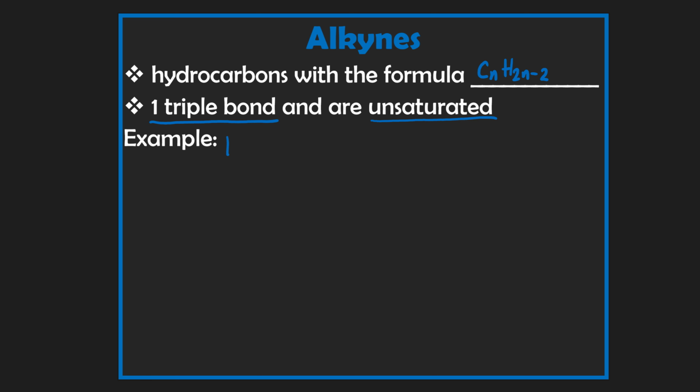Here we have ethyne. The prefix eth means we have 2 carbons. The molecular formula for ethyne is C2H2. The structural formula is H, C triple bond between the carbons, and that's what ethyne would look like.